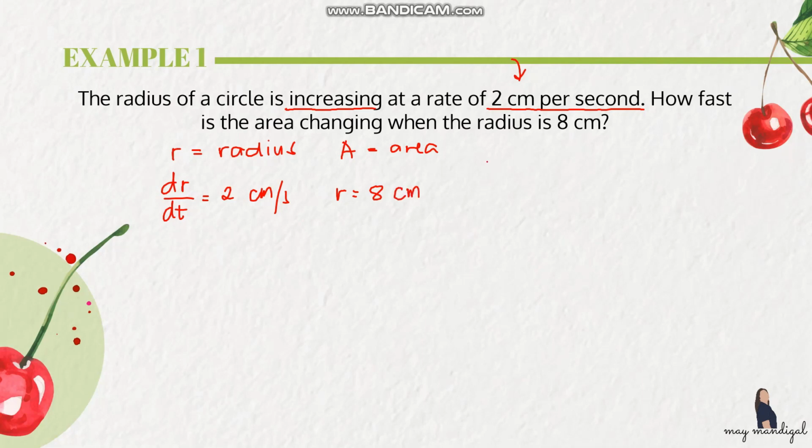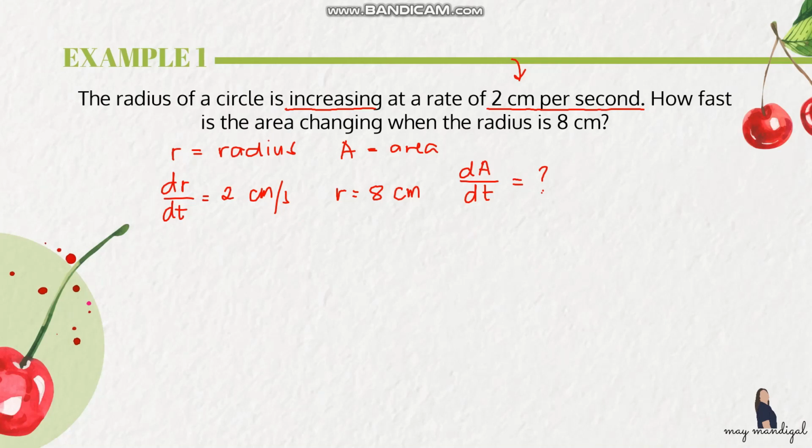And then we want to know what the missing rate is, and that is the rate of change in the area with respect to time. So the missing quantity here is dA over dt, or the rate of change in A with respect to time. Or we are now solving for the rate of change in the area of the circle with respect to time. Okay, so that's what we want to identify.